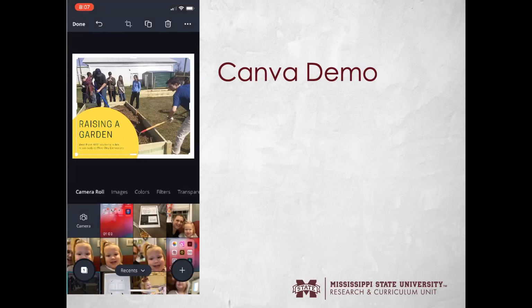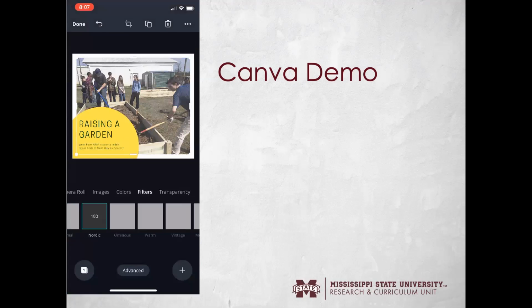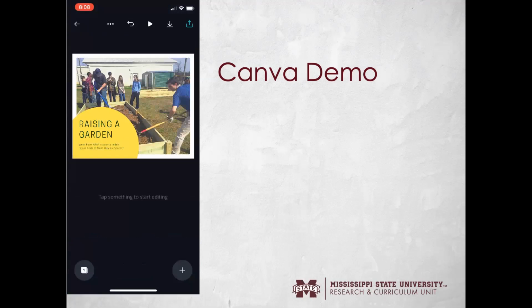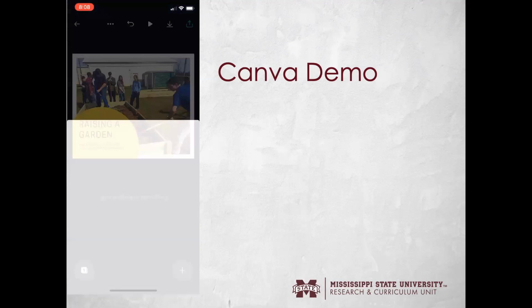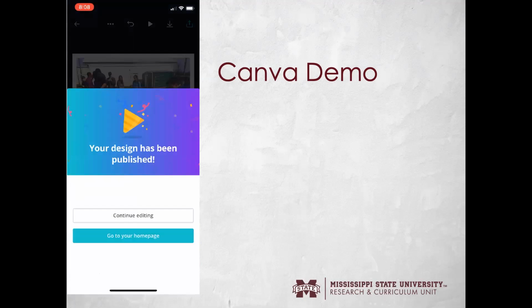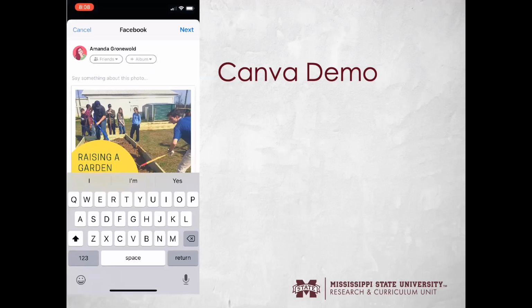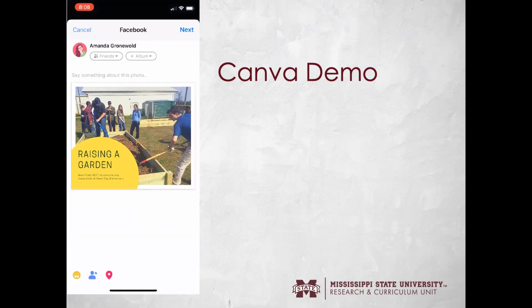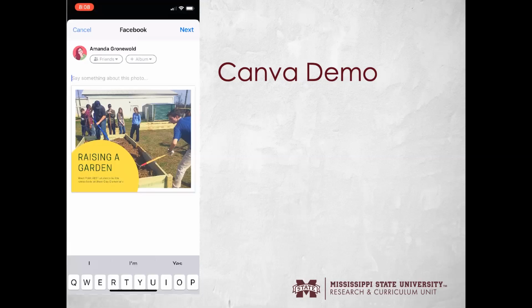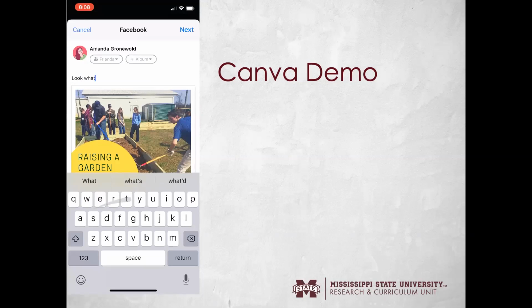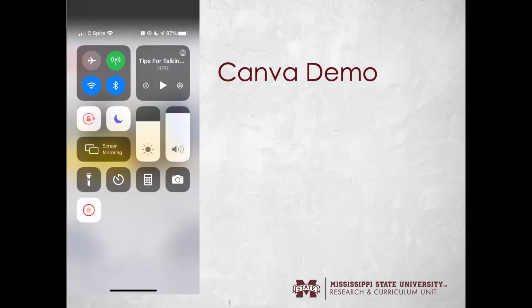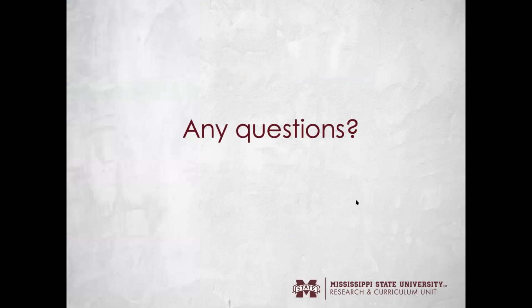So now I'm going to just experiment with a couple of photo filters. I think I like this one. So now I'm done, and I'm going to hit that share button up there at the top. And I'm going to select Facebook. And now I can type in another caption, and then I'll be ready to share it just like that. And then you could post it. And that's that.